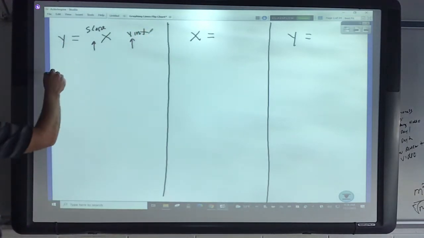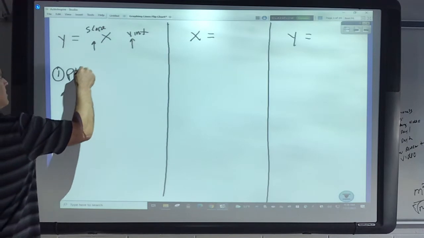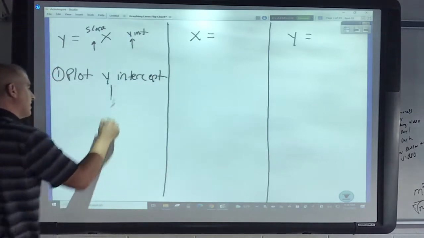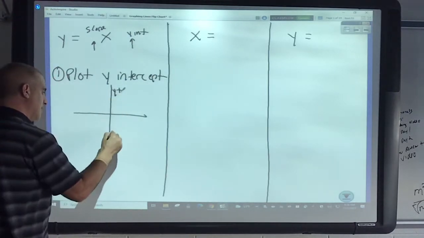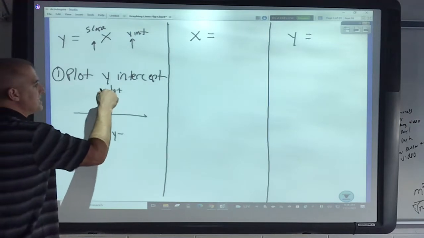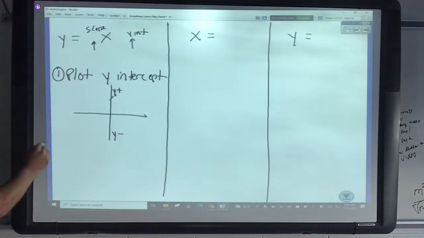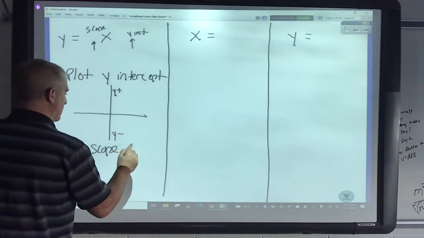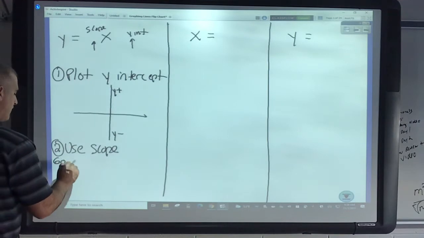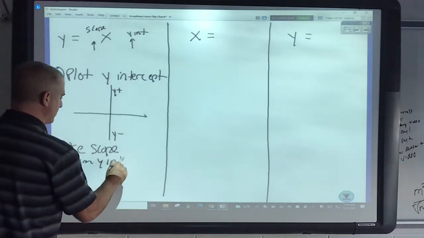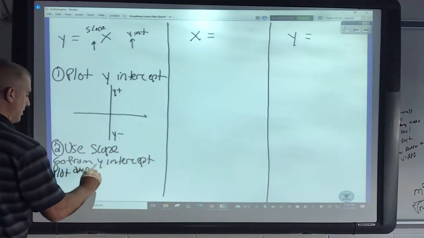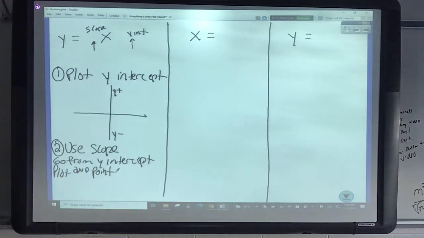So here's the process. What you want to do is plot the y-intercept, okay? So on the y-axis, remember this is y positive, this is y negative. You want to plot that dot on the y-axis. Then use the slope, go from the y-intercept and plot a second point. Now, this is what's important on how to do this.